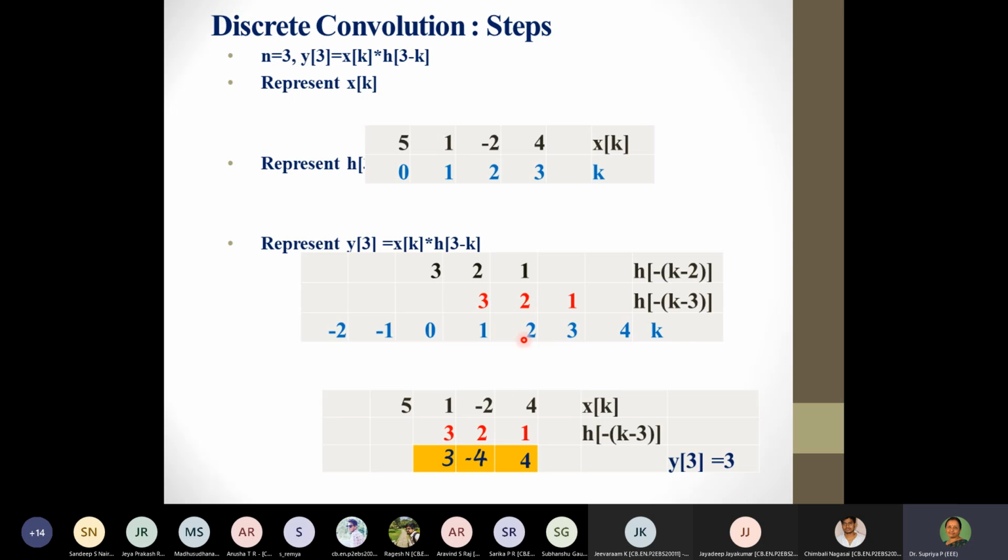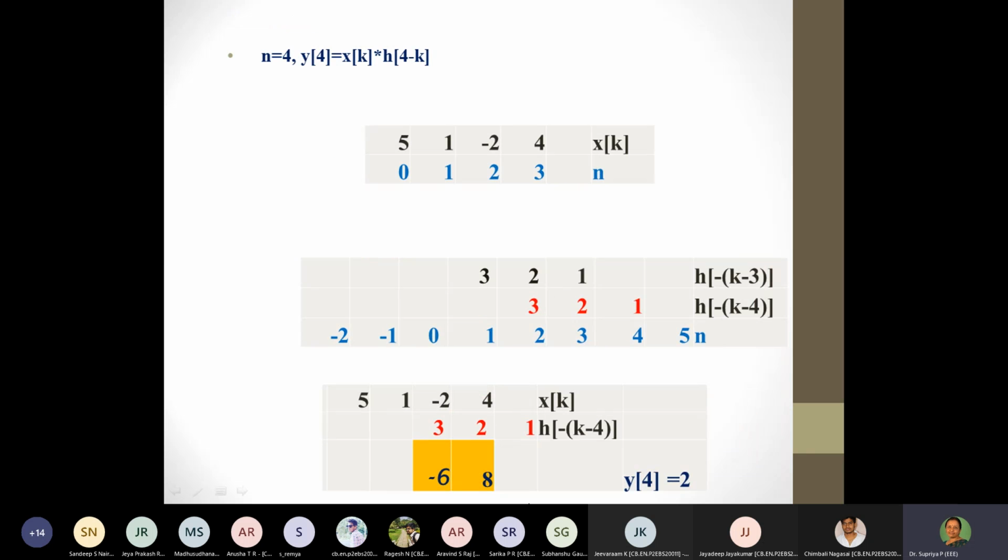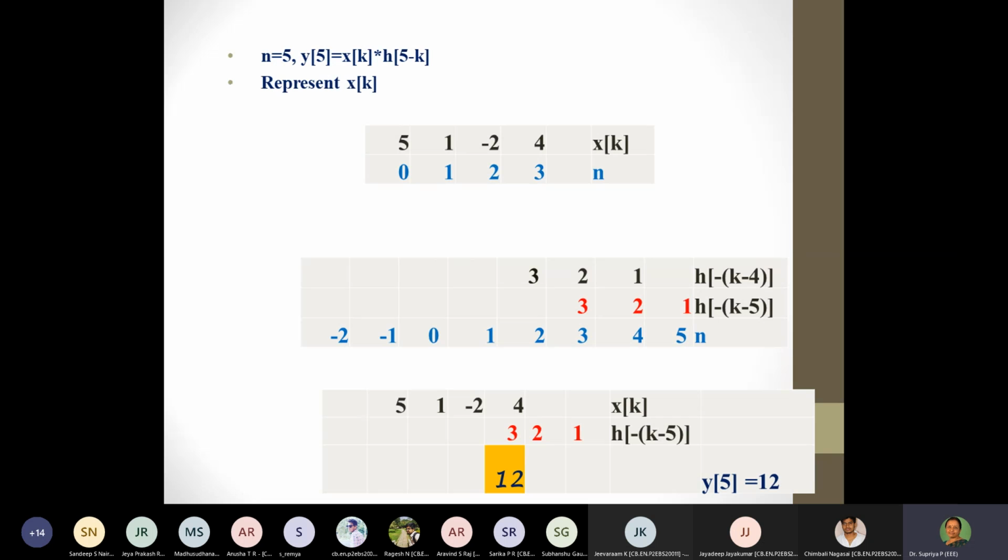Because we're going to shift this by 2 positions, it is 3, 2 and 1 here. So when we multiply, this is 3, this is minus 4 and this is plus 4. And when n equal to 4, we would like to get the resultant as h of k minus k, which means we are getting the resultant as 3, 2 and 1, giving us the answer minus 6 and 8, the summation of which results in 2. We would also like to get a value for n equal to 5, and thereby the answer is 12.